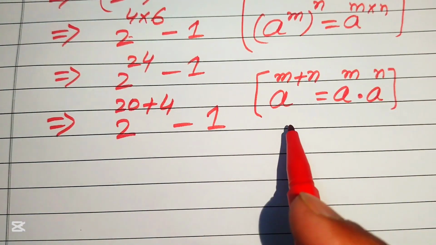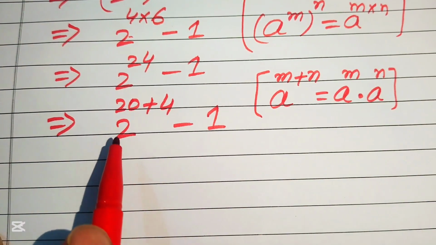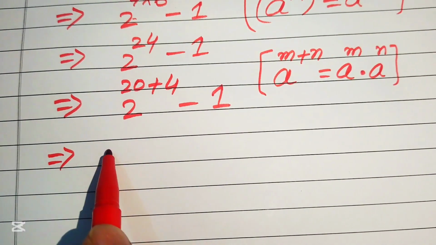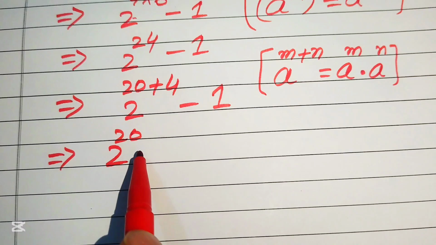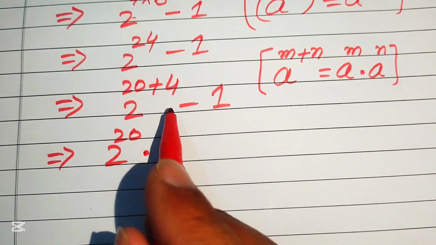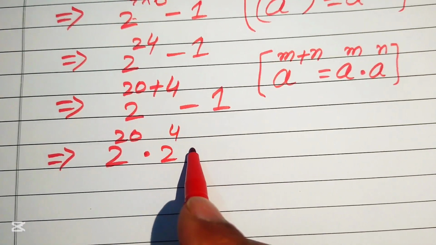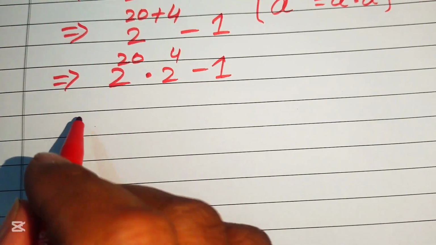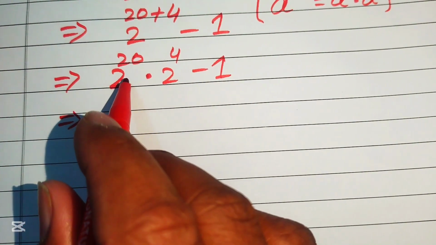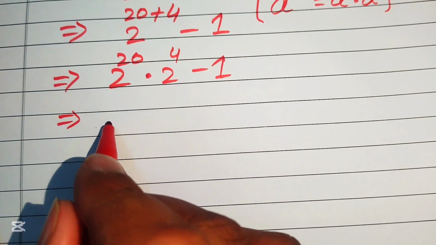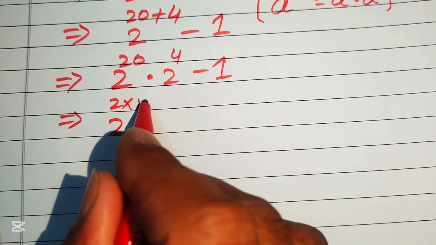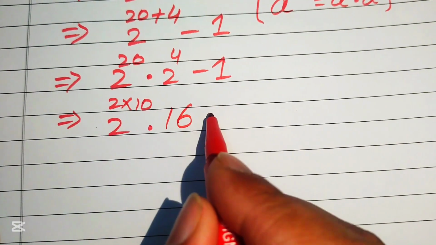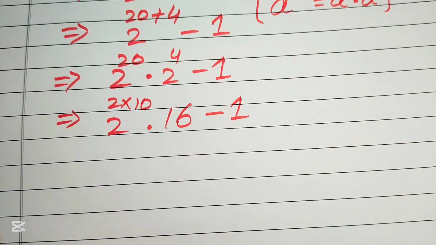Okay, so according to this rule we can break this exponent, and we write it as 2 to the power of 20, multiplied by 2 to the power of 4 minus 1. Further, you see here we again write this 2 to the power of 20 as 2 to the power of 2 multiplied by 10, and we write this 2 to the power of 4 equals 16 minus 1.